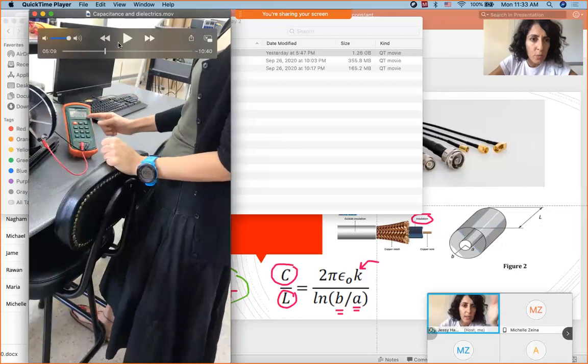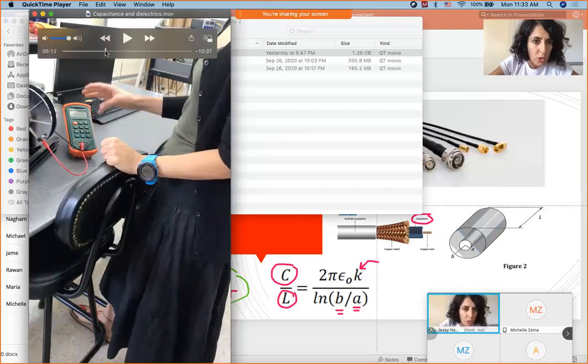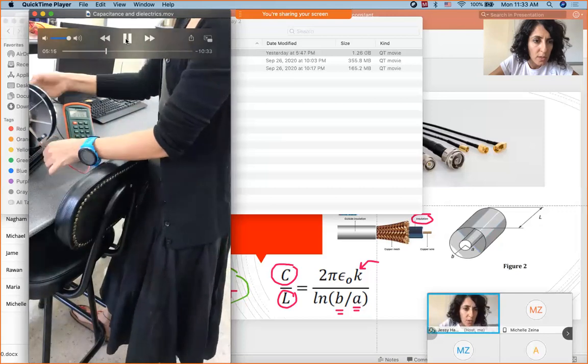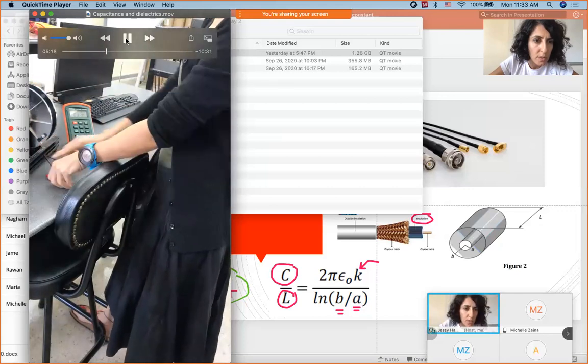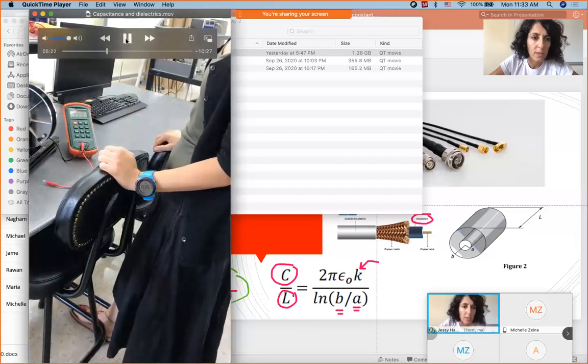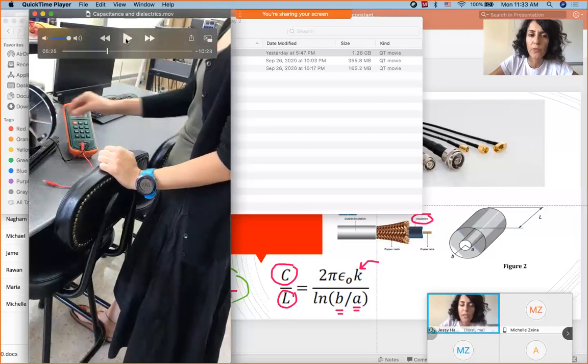I want to show you how to measure the wires alone. Let me take the measurement again. Let me keep them apart. 1.3 picofarad. So 1.3 picofarad was the measurement of the wires alone. So you have to subtract this from your measurement.